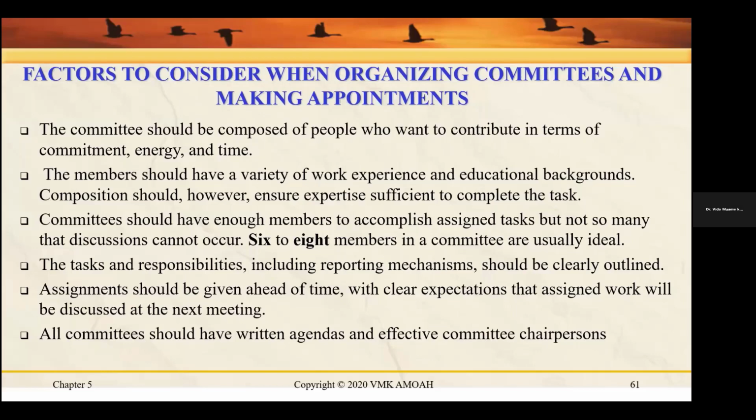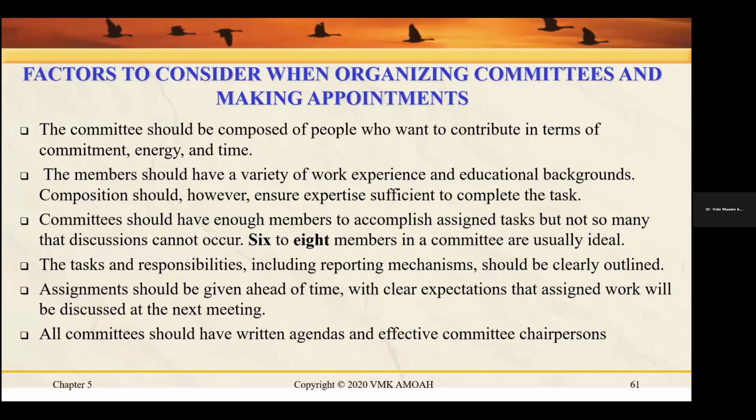The tasks and responsibilities, including reporting mechanisms, should be clearly outlined. So this is what we are going to do. A committee has been formed. So this is what you are supposed to do. And the time frame: by the end of this month, or we are giving you 2 weeks, 3 weeks to do this task of work. Assignments should be given ahead of time with clear expectations. That assigned work will be discussed at the next meeting.